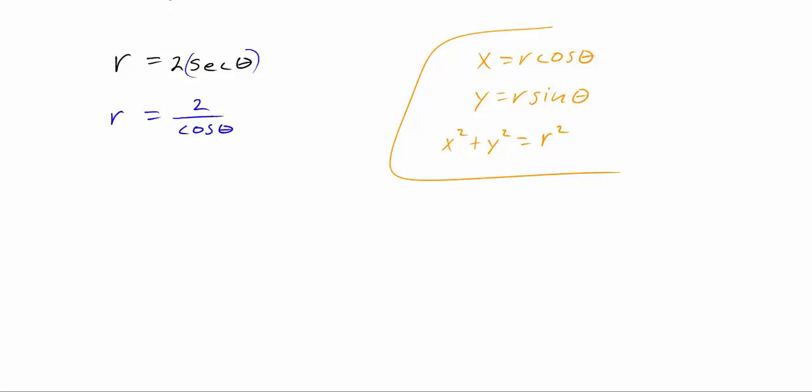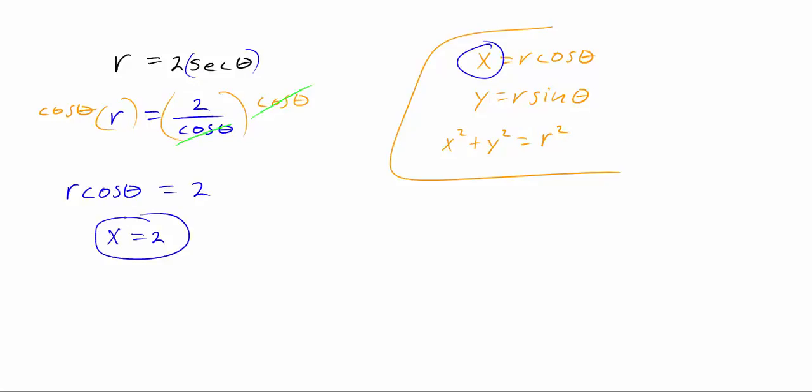And now if we want to get the cosine out of the denominator, we could multiply by the cosine. In doing so, the cosine cancels off the bottom, but then on the left side, we end up with r cosine theta, and r cosine theta is simply equal to x. So therefore, we get x equals 2. So there we end up with the equation of a vertical line at x equals 2. So r equals 2 secant theta.